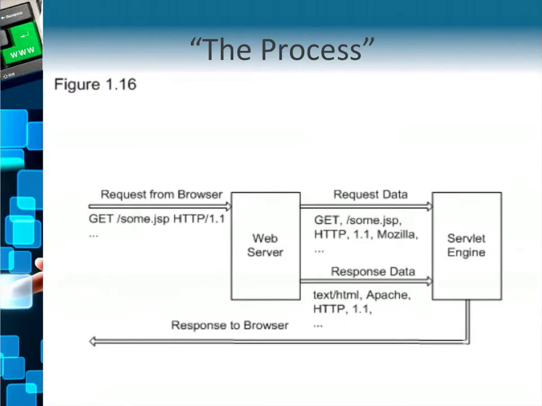The web server needs to send additional data to a secondary server, you may call it a secondary server. In this case, a servlet engine, which is the Tomcat that we're using. So we're sending the JSP in this case. It gets translated into a servlet, and then it sends the data back to the web server.